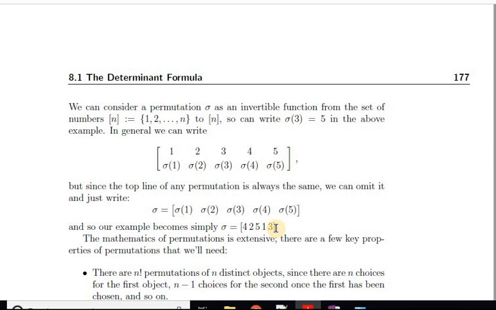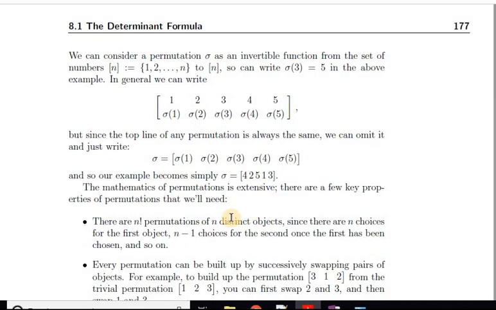Now notice, if you've seen permutations before, there's another notation called cycle notation. This is not cycle notation. This is just tableau representation in abbreviated form. If you don't know what cycle notation is, then just forget about what I said.